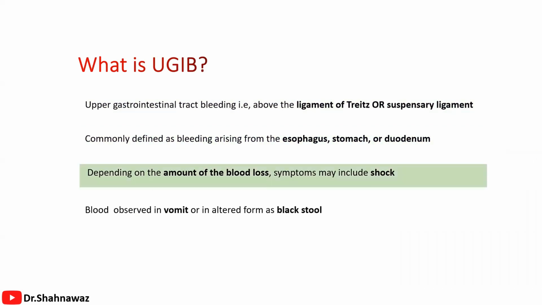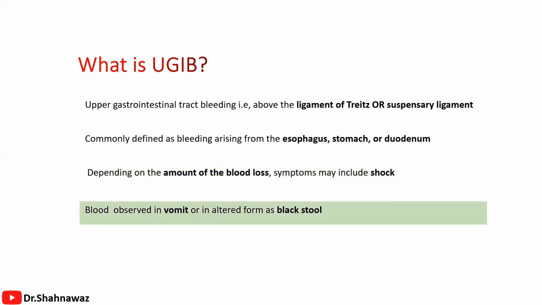And the symptoms may depend on the amount of blood loss, like how much blood is lost from the GI bleeding, in which shock is included, like syncope, fatigue, or other things. And we observe that there is blood in the stool or black stool with altered color, like we see in melena, where the stools are black.